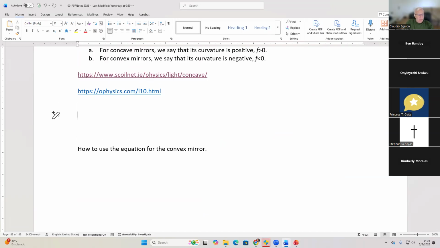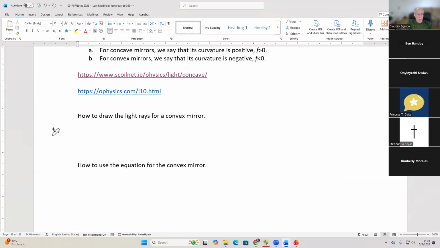Before we do that, let's just spell out how to draw the light rays for a convex mirror. Okay, 1.